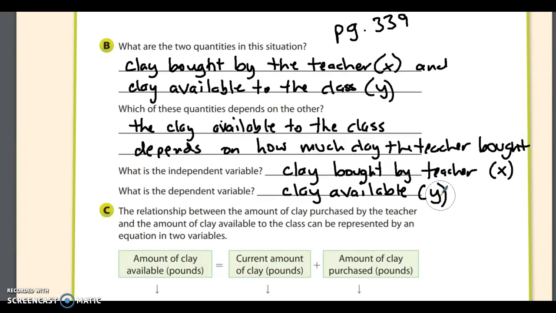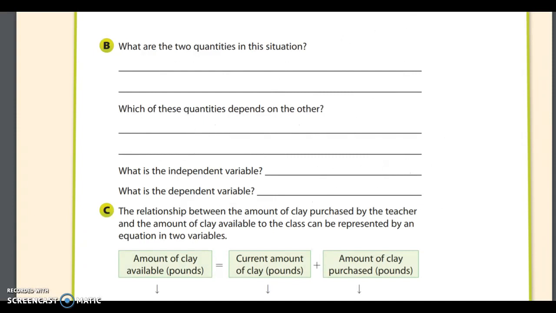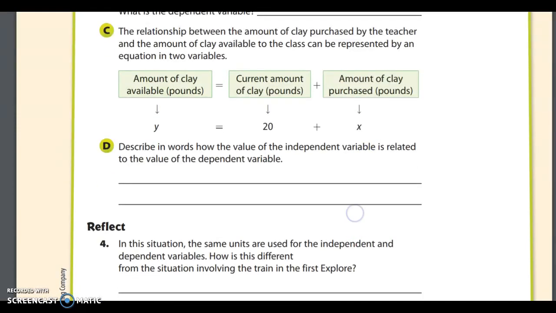All right, we are on problem C. C reads, the relationship between the amount of clay purchased by the teacher and the amount of clay available to the class can be represented by an equation in two variables. The amount of clay in pounds, that's y, is equal to the current amount of clay, 20, plus the amount of clay purchased.